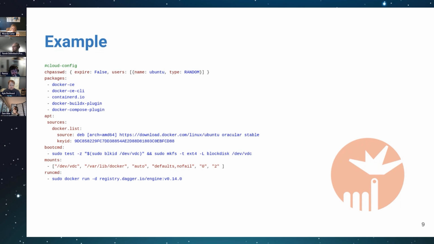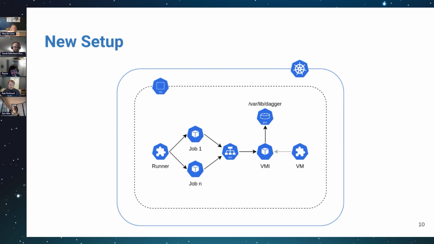Yeah. So our new setup looks a lot like the setup described in the official Dagger docs, but instead of using a daemon set, which is installed via the Helm chart, we use a virtual machine, which in turn creates a virtual machine instance. And we also make use of multiple persistent volumes. The most important volume for us is /var/lib/dagger, which is a bit bigger than the containers directory that I showed before, or should be a bit bigger than the containers directory.